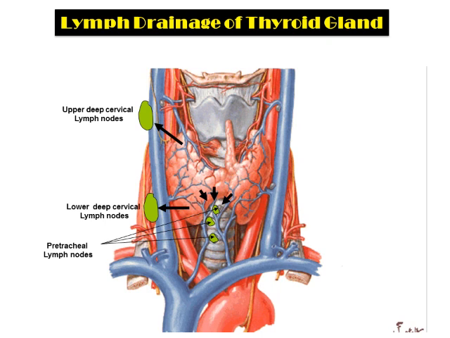These pretracheal lymph nodes are a group of lymph nodes present in front of the trachea, whilst both upper and lower deep cervical lymph nodes are groups of lymph nodes related to the internal jugular vein.